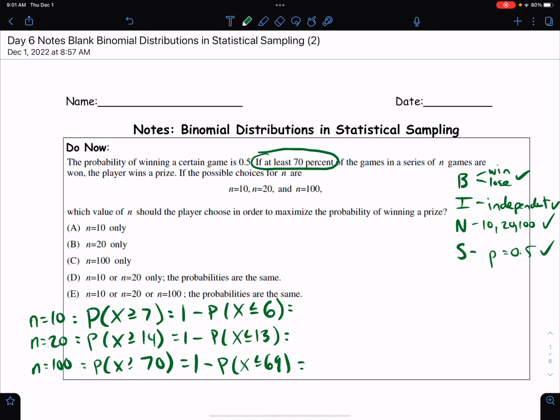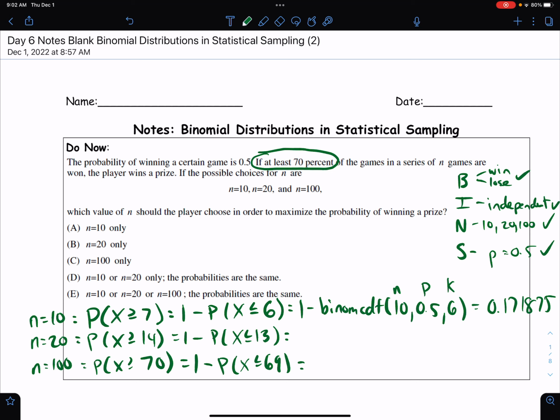So now we can just find each of these. So 1 minus the binomial CDF, 10, probability, and our highest successes we want. So make sure you label, N is the fixed number of trials, P is the probability of success, and K is the amount of successes we want. And you want to do that for each of these. This one should come to 0.171875, and I'll fill in the rest real quick.